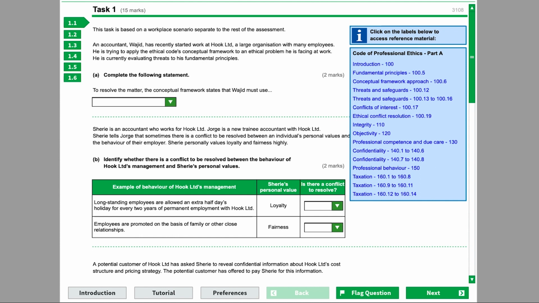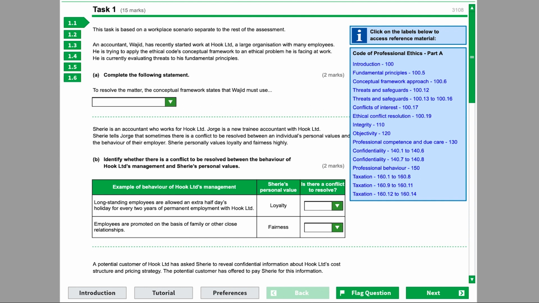Task 1 then is worth 15 marks and assesses the understanding of the relevance and use of the ethical code, how to act ethically in a given situation, and reporting unprofessional behaviour. This is a computer-based marked task, which basically means it's automatically marked, and you just need to select the correct answer from the drop-downs. So effectively, this task is all about ethics. So with that in mind, let's jump into part A.